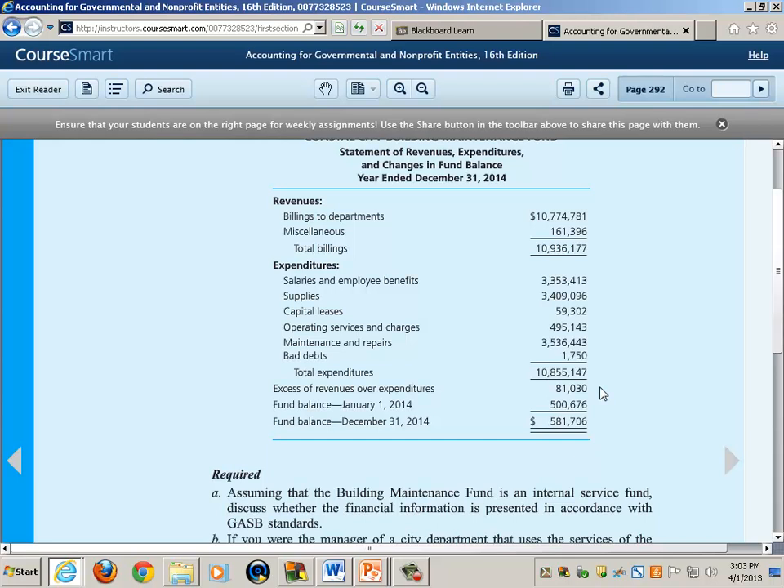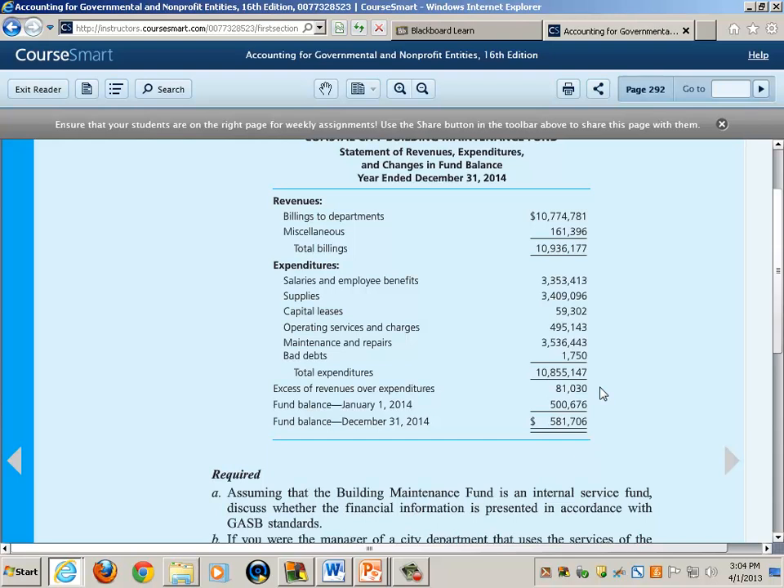Number 44. Thankfully, even though the question is long, only 2 people got this incorrect, and that's the choice A, which is the encumbrance entry where we need to reverse the encumbrance outstanding and record the expenditure. 45.